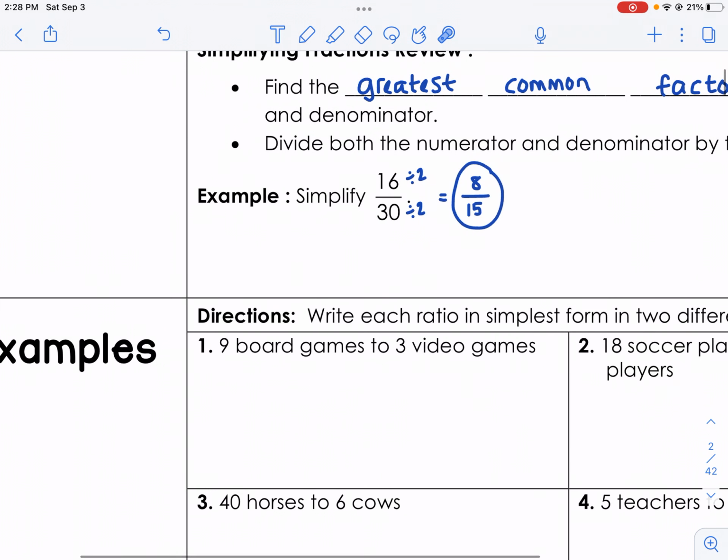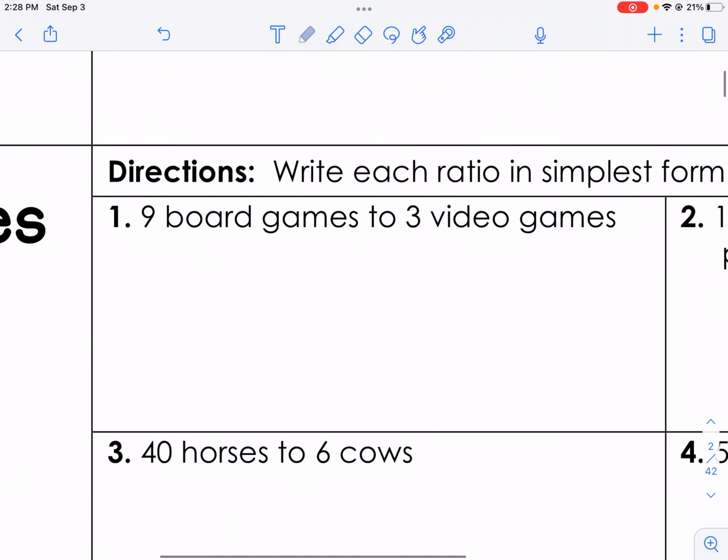So let's write this in simplest form, and the directions say to do it in 2 different ways. So let's just do it in all 3 ways just to practice, okay? Let's start with the fraction way, just to get used to using it, because that's the one we're probably going to use the most, so better to get used to it, right?